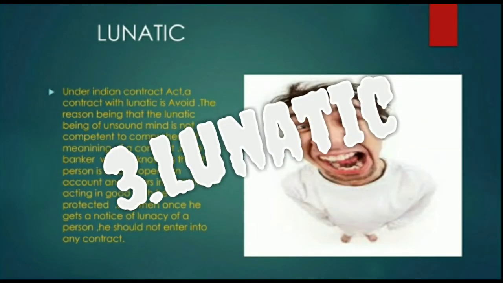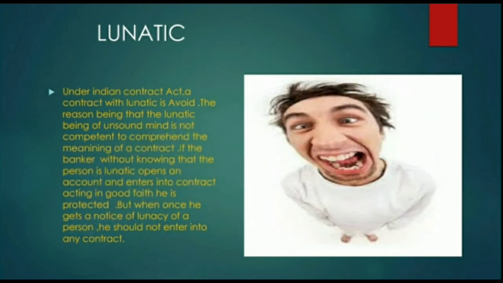Hello friends, today I am talking to you about lunatic and drunkard. A lunatic is a person of unsound mind. He cannot form a rational judgment. Hence, he has no capacity to enter into a contract. Under the Indian Contract Act 1872, a contract with a lunatic is void. The reason being that the lunatic, being of unsound mind, is not competent to comprehend the meaning of a contract. If the banker, without knowing that the person is a lunatic, opens an account and enters into a contract, acting in good faith, he is protected. But once he gets a notice of lunacy of a person, he shall not enter into any contract.